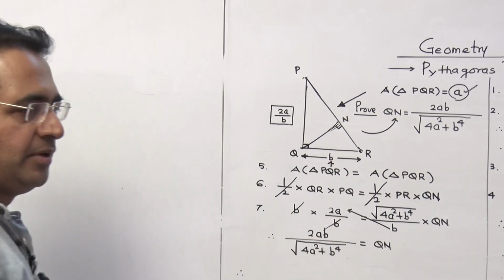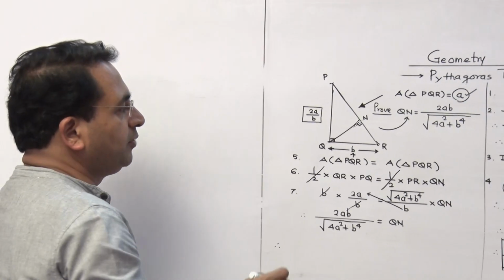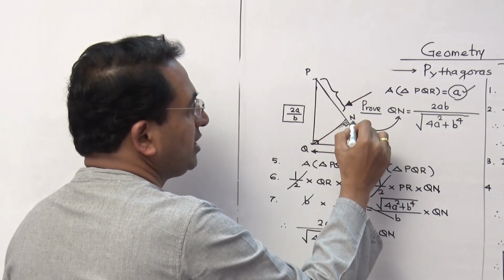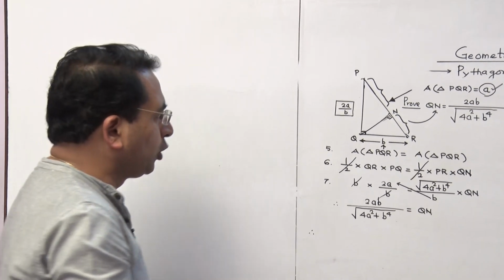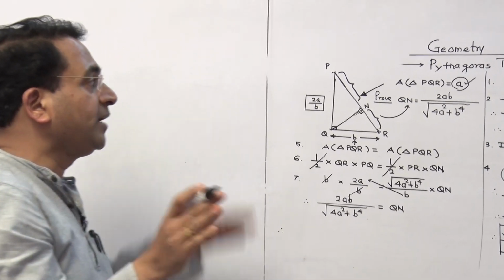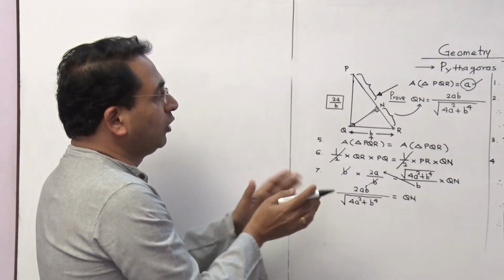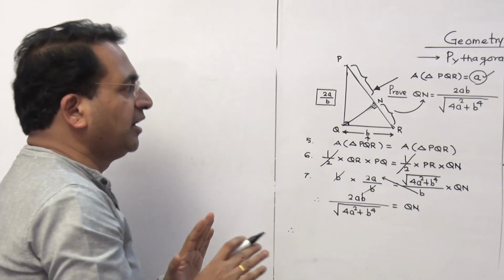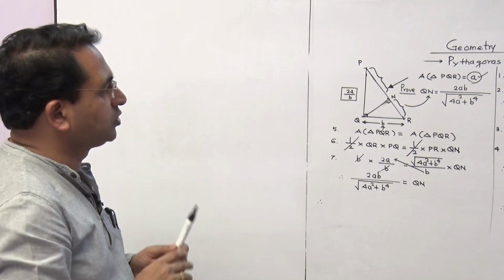Now somebody may ask me why QN is not considered with respect to the geometric mean. Because they have not specified these lengths. Otherwise you would have used the geometric mean property, which we cannot use because PN and NR we don't know. We know PR, but we don't know where N lies exactly. What will be the distance of N from P? We don't know. That's why this geometric mean property will not be applicable here. I hope you have understood this.